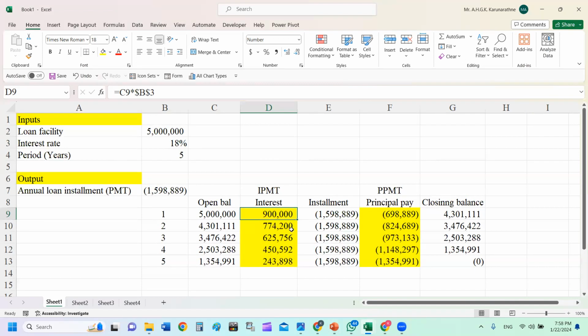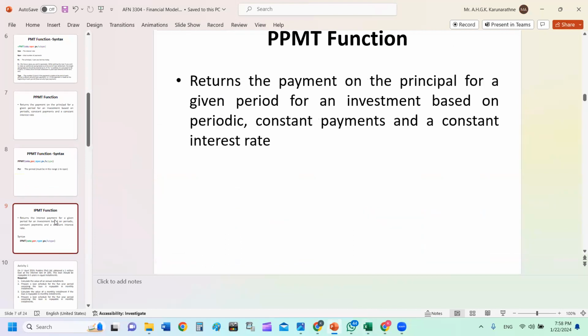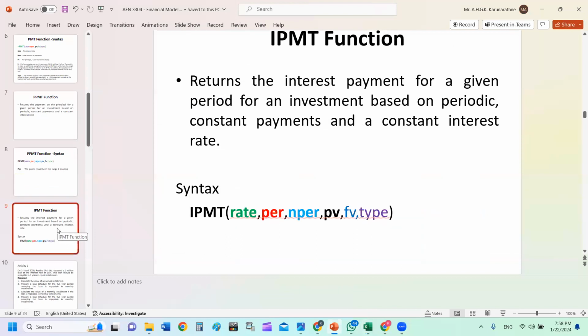Opening balance times interest rate gives the interest payment, and when you drag it, the interest payment comes. The principal payment is always the installment minus interest, the difference between installment and interest. The principal repayment goes from the balance. So there is no need to use a separate formula to find that out. Accordingly, I'm not going to discuss PMT and IPMT.